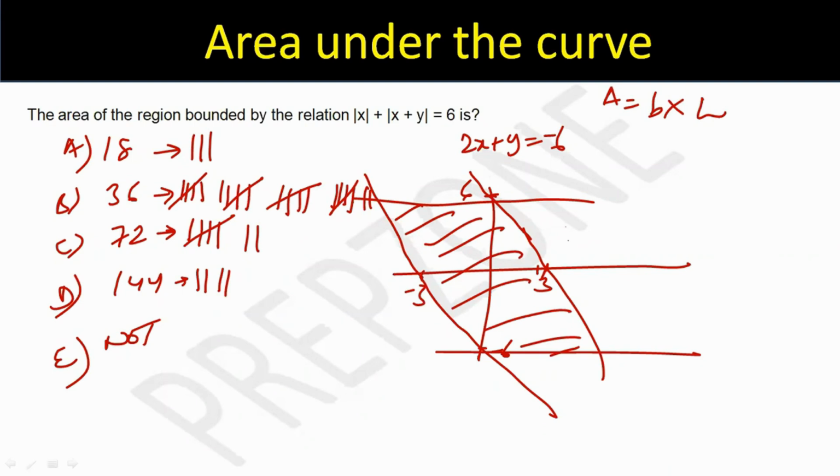What is the base here or height here? This can be a base. Height is 12. Base is 6. Correct. Base is 6 and height is 12. So area has to be 72.